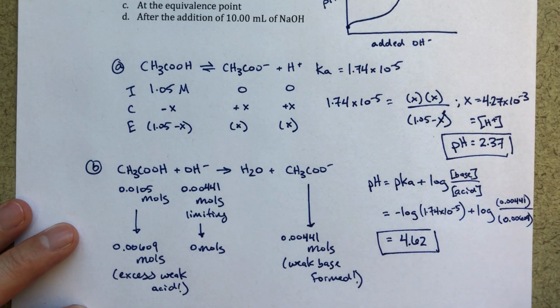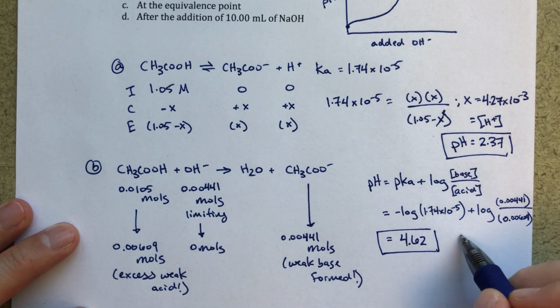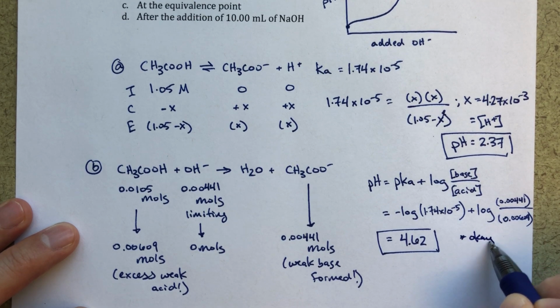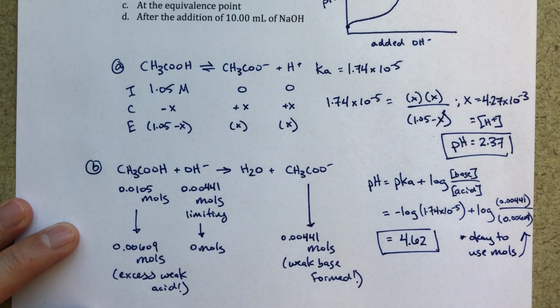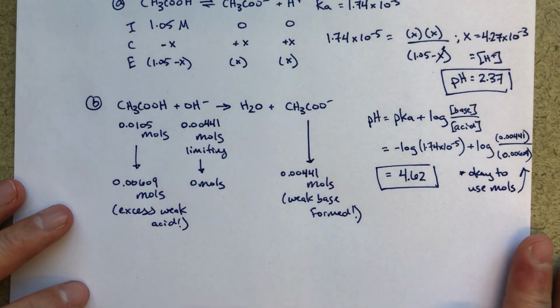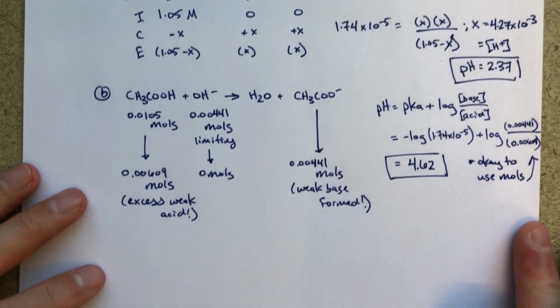Hopefully you can read this. This is the base, this is the acid. And again, I used moles. Let me put a little note here. It's okay to use moles when we are talking about our Henderson-Hasselbalch equation, and that's just because it's a ratio. It's a ratio of base to acid. So as long as you're consistent, it's totally fine. So C at the equivalence point.